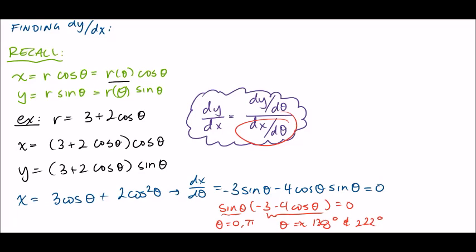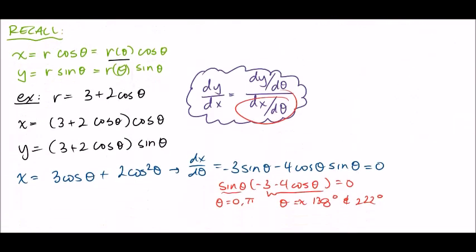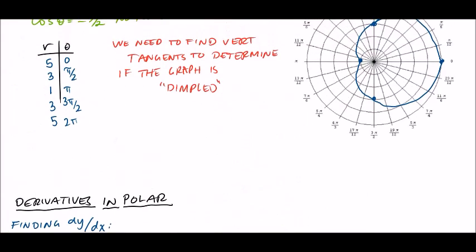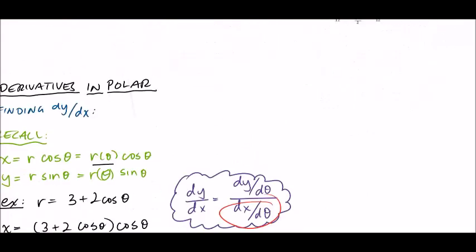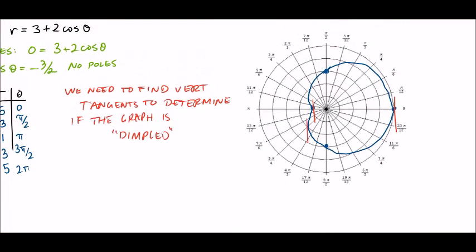And so I can see that this is correct, right? Let's see if we're even close. So 0 and pi, sure enough, it's vertical at 0, vertical at pi, and then 138 and 222. Yeah, close enough. 222 there, 138 there. So not a bad guess.